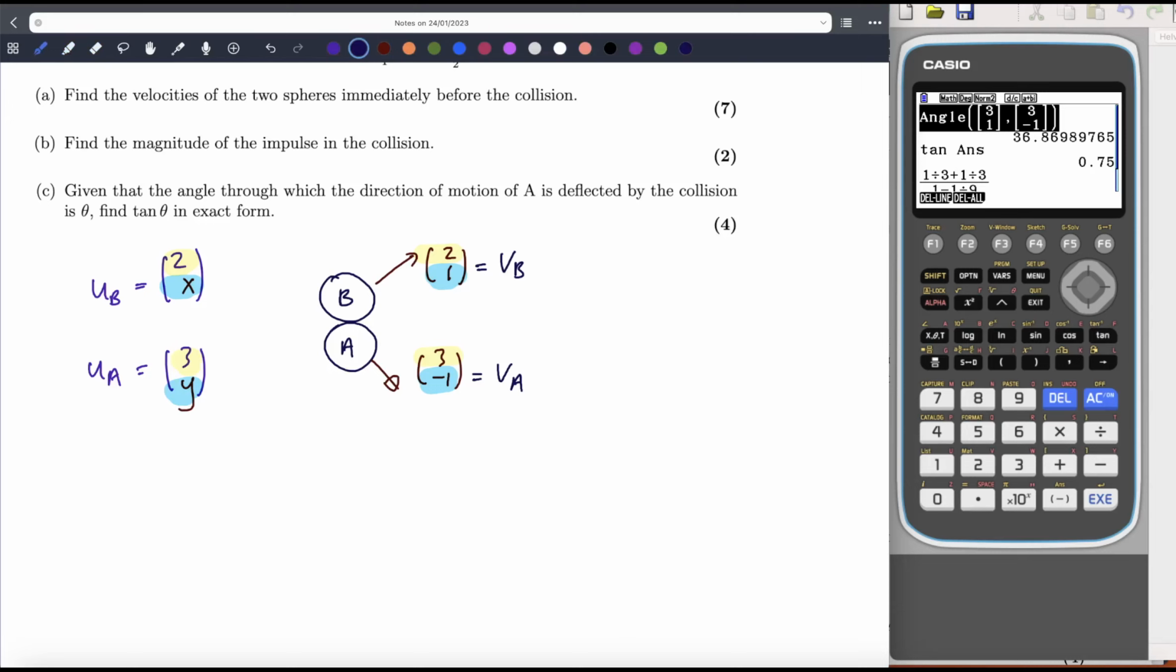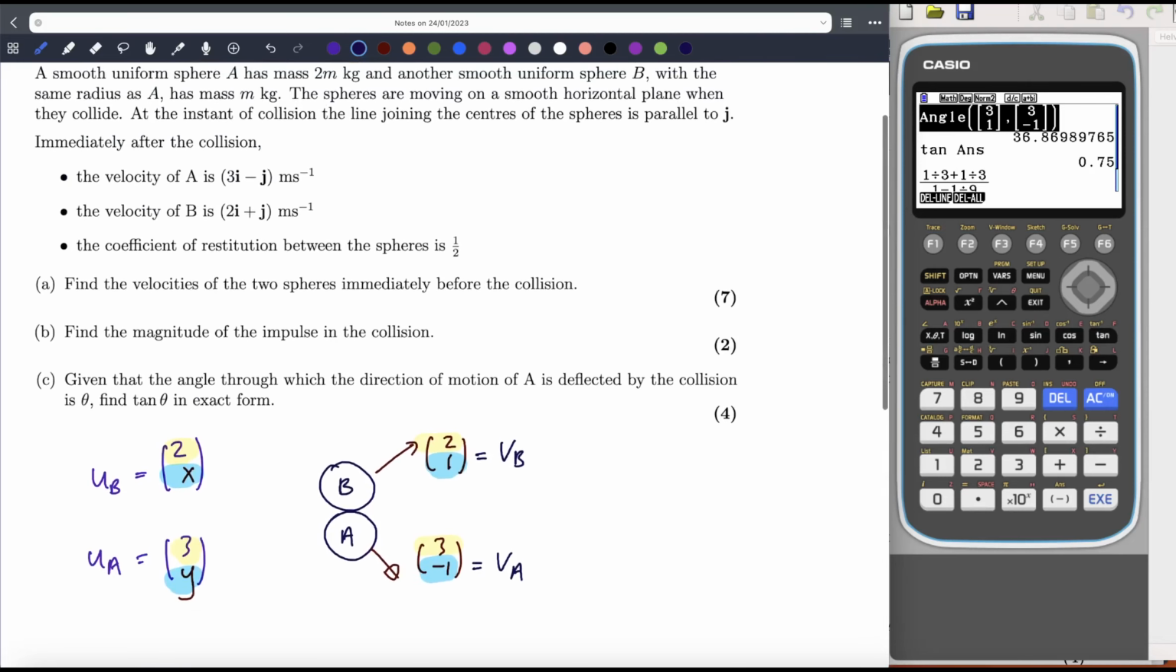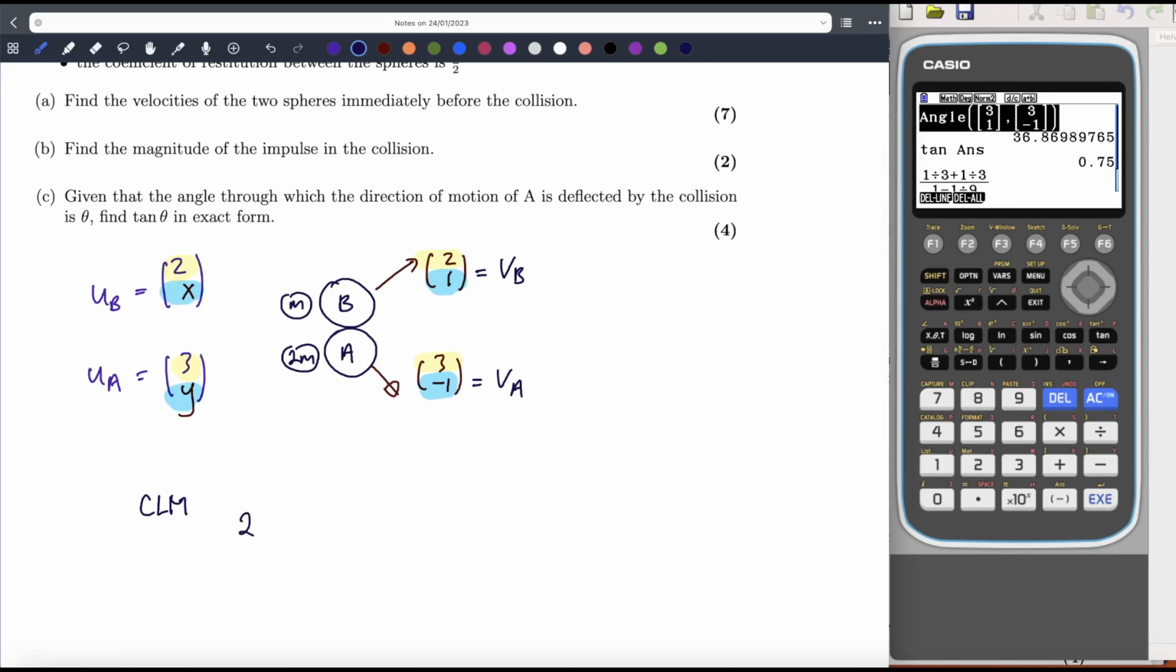What that means is we've got a simultaneous equation. Your conservation of linear momentum, with the mass as 2m for A and the mass as m for B, would give us 2m bracket. Now this one is up and up, this one is up and down, which must mean that when you do 2m, it will be positive x.